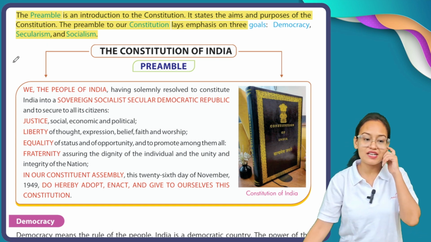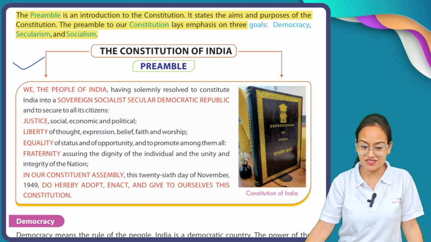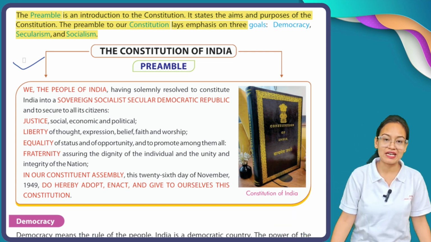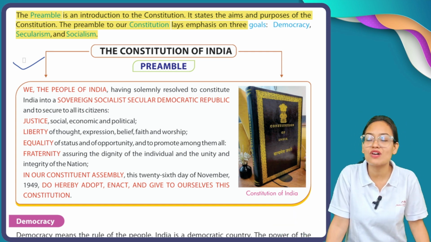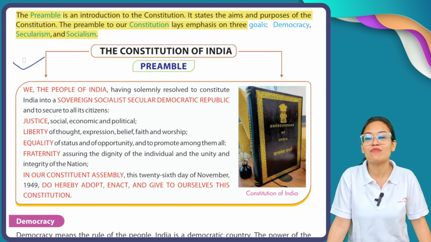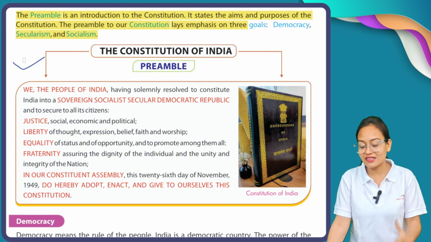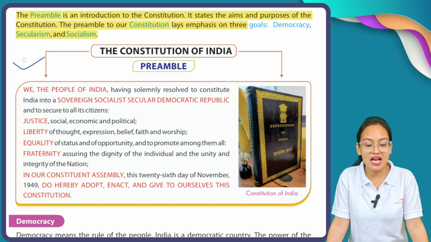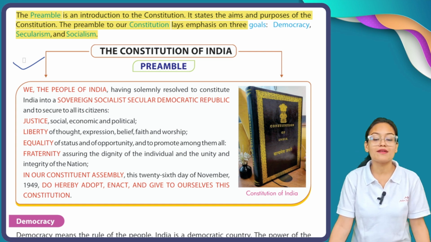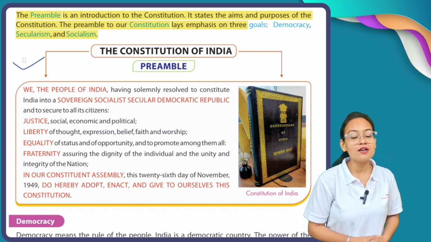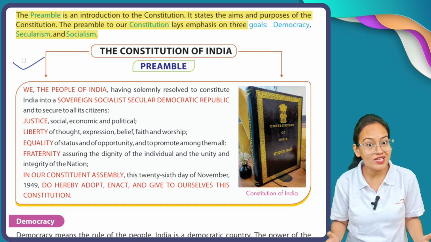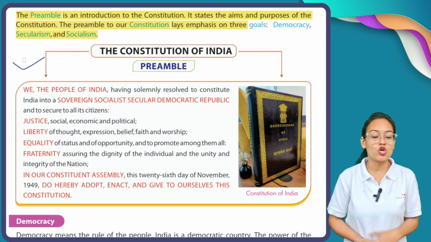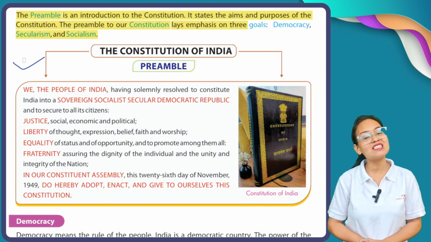Here you can see, my dear students, this is a very important thing. This is our Constitution of India, and this is the introductory page of our constitutional book, named the preamble. It starts: We, the people of India, have solemnly resolved to constitute India into a sovereign, socialist, secular, democratic republic, and to secure to all its citizens.